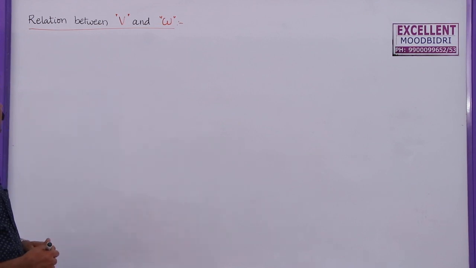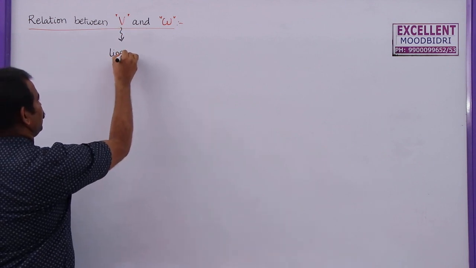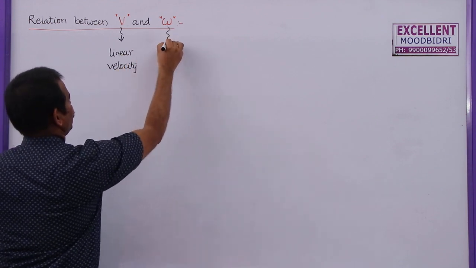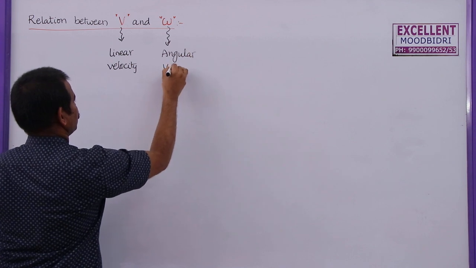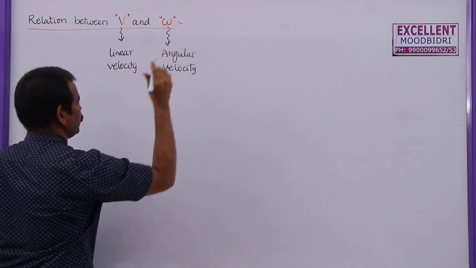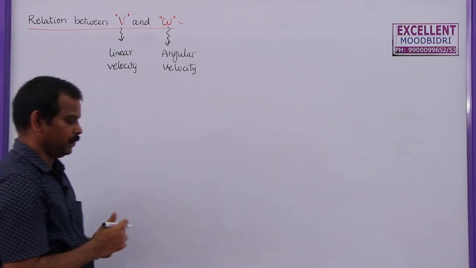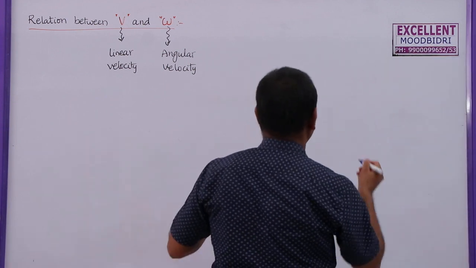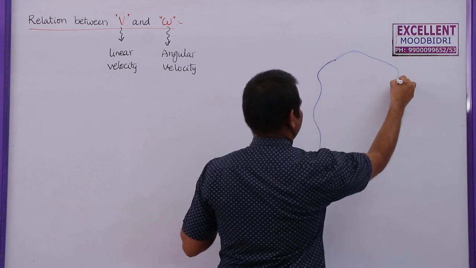This is the next topic, relation between v and omega, where v is a linear velocity and omega is an angular velocity. So, what is the relation between linear velocity and angular velocity? If you consider any body of any shape, any rigid body, so this is a rigid body of this shape.